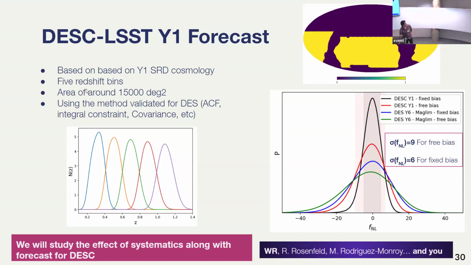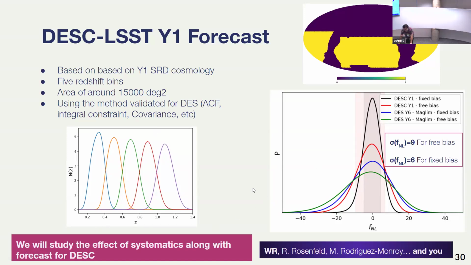Okay, yeah. So the forecast here is based on the year 1 SRD cosmology. The idea again is that the whole sample is split. We will be using the lens sample, split into 5 redshift bins. For this particular case, we are covering an area similar to DESI imaging, which is around 15 square degrees. And we will be using the same validation methods as before.